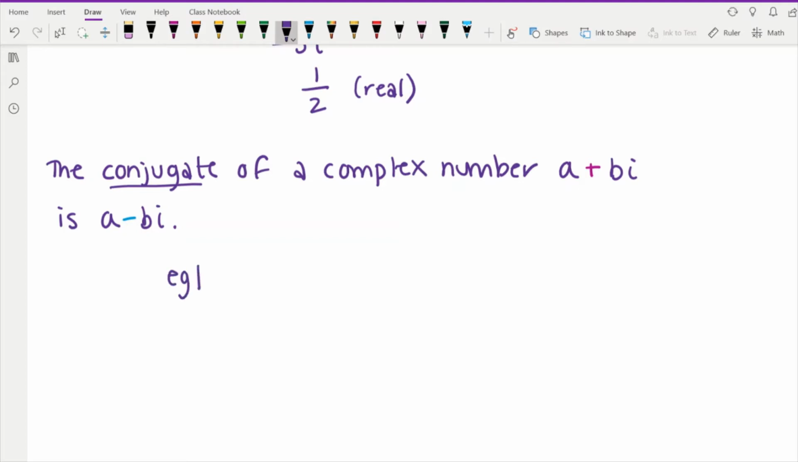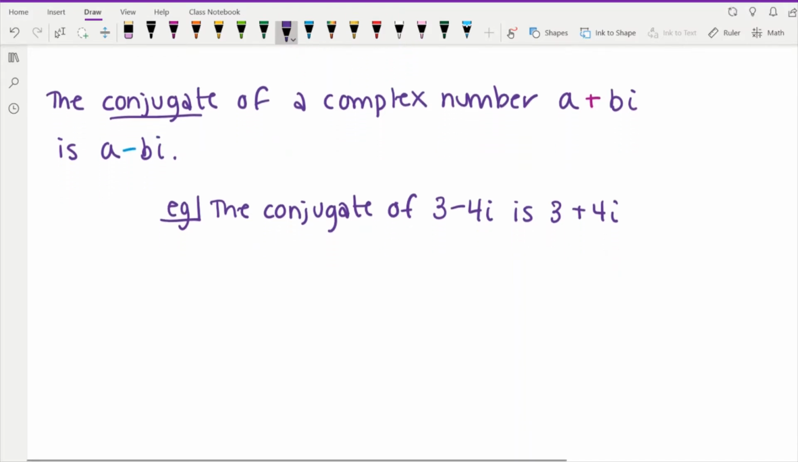An example would be that the conjugate of 3 minus 4i. What's the conjugate of that? Well, it would be 3 plus 4i. So it goes both ways. You can either start with the minus and go to the plus, or vice versa. They're conjugates of each other.